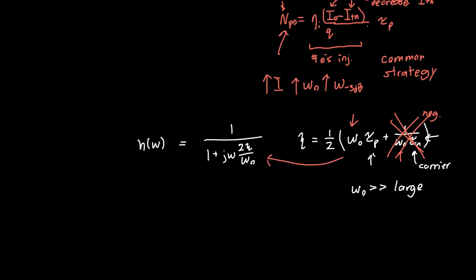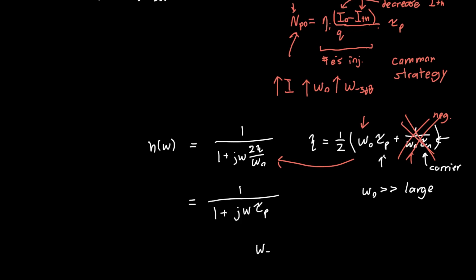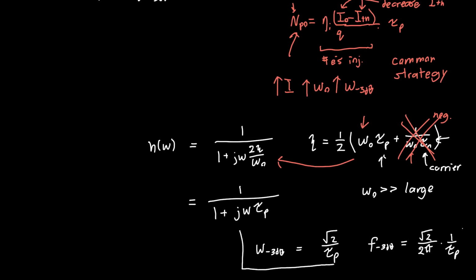So fine, let's plug this back into this equation. And so we've got our normalized transfer function, and this is absolutely beautiful. When you plug in this value for zeta, you'll get that the transfer function is just 1 over 1 plus j omega times tau p. And from this, we can very quickly calculate our minus 3 dB frequency. This is just going to be root 2 over our photon lifetime. Or if you want it in terms of frequency instead of angular frequency, it's just root 2 over 2 pi times 1 over the photon lifetime. But they're saying the same exact thing.